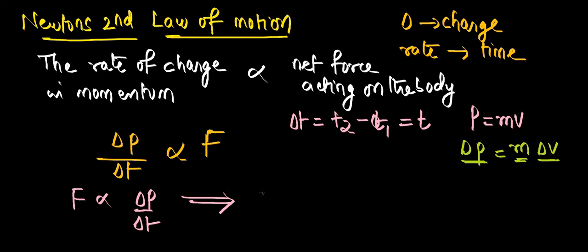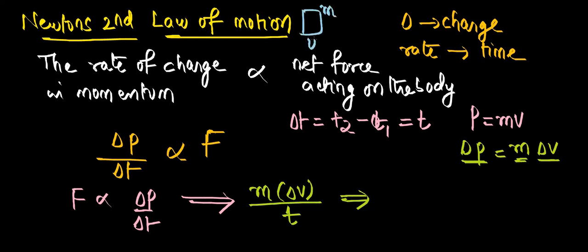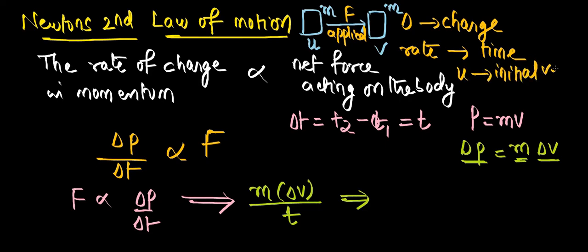So I can take delta p as m into delta v divided by t. Now, delta v means what? Change in velocity. So let us make an assumption. I'll take a body of mass m, with initial velocity u. After applying force, its velocity increases, let it be v. On application of force F, the body is increasing its speed. Initial velocity is u, final velocity is v. u is the initial velocity symbol, and v is the final velocity symbol.